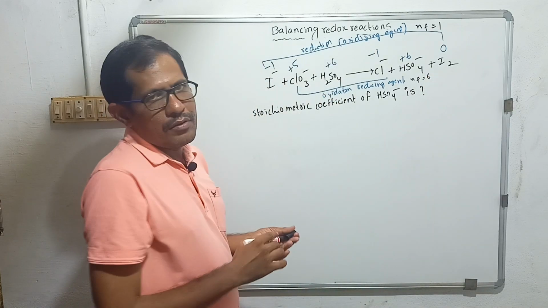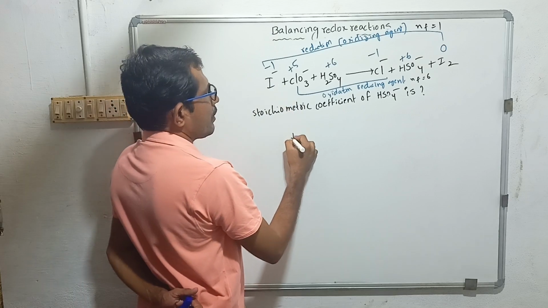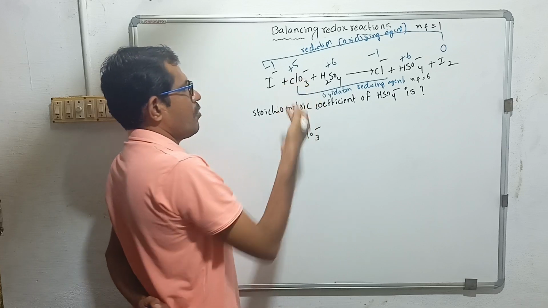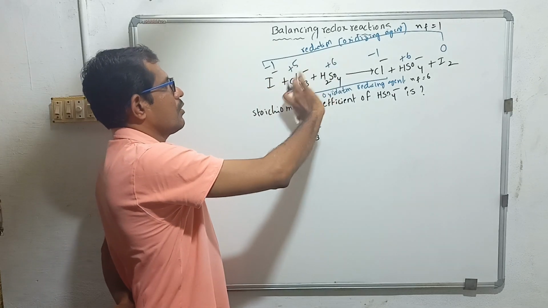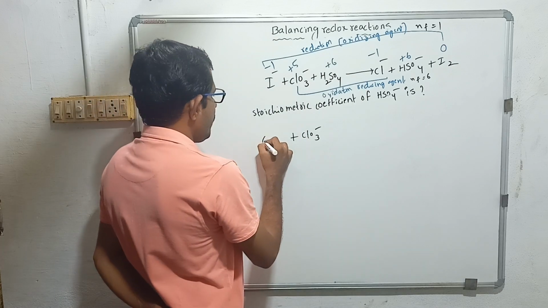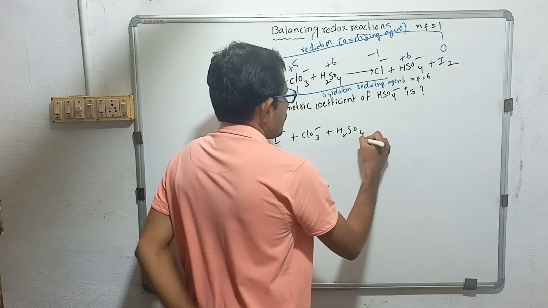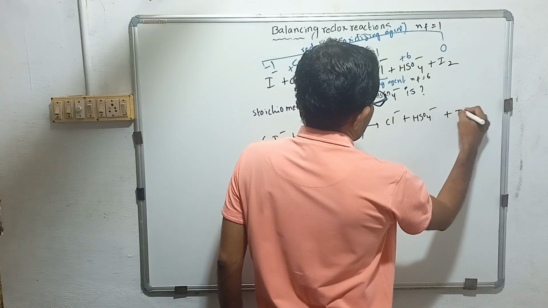That we are going to assign here. Iodine N factor is 1, so that we are going to assign for chlorine. Chlorine N factor is 6, for ClO3 minus. So that we are going to assign here: 6I minus plus H2SO4 gives rise to Cl minus plus HSO4 minus plus I2.